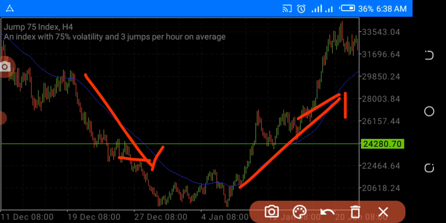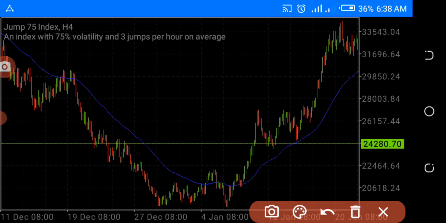Now, every trader only trades a trending market. We don't trade a ranging market, because in the ranging market the risk is always high. There's no particular direction where you can gain profit from. So we always trade a trending market and not a ranging market.